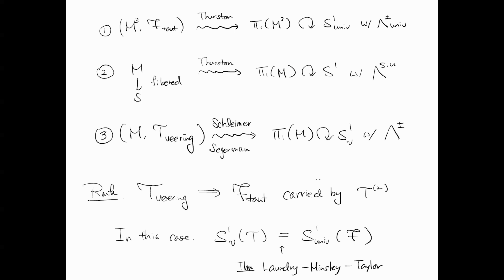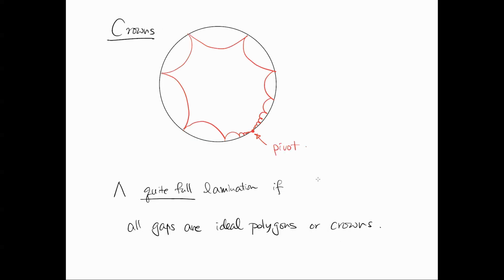In the veering circle case, you have a similar situation. Each of them is loose, but all the gaps are crowns. So I'm going to define a lamination to be quite full if it is one of these two types: all the gaps are either ideal polygons or crowns. So the mapping torus and the veering triangulation cases are two extreme examples: either it has only ideal polygons or only crowns. I'm going to say quite full if it is a mix of these two.